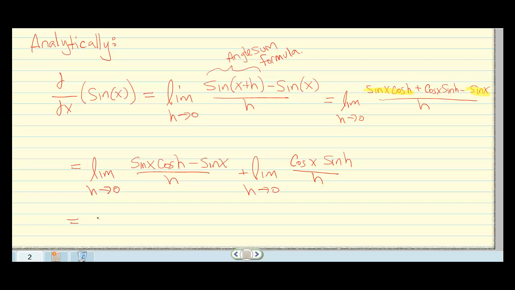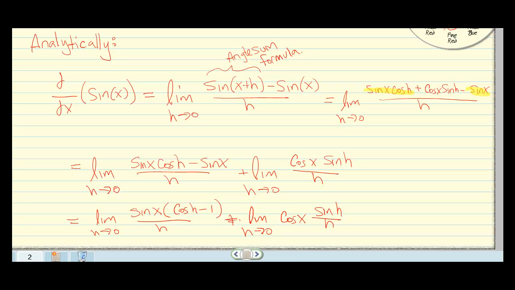Just a few more steps here. If I factor a sine of x out of both sides here, we can end up with the limit as h goes to 0 of sine of x times the cosine of h minus 1, all divided by h, plus the limit as h goes to 0 of cosine of x times the sine of h over h. And we can look at both of these expressions here.